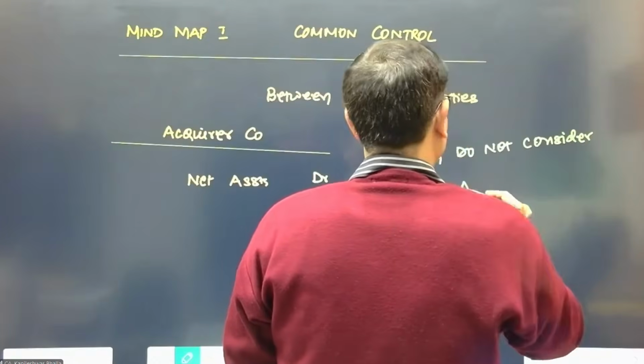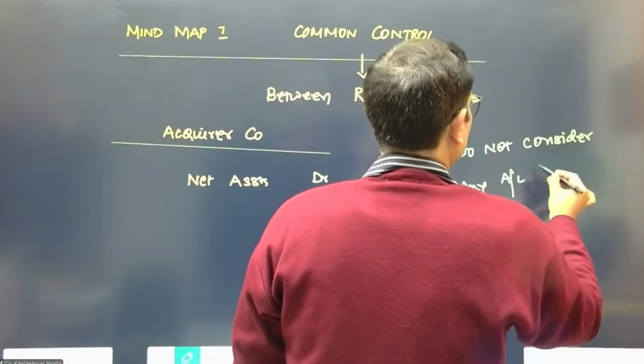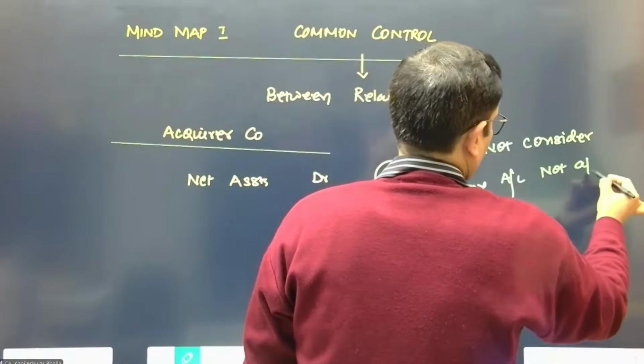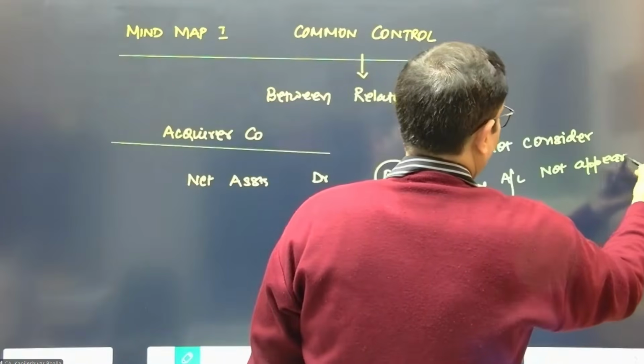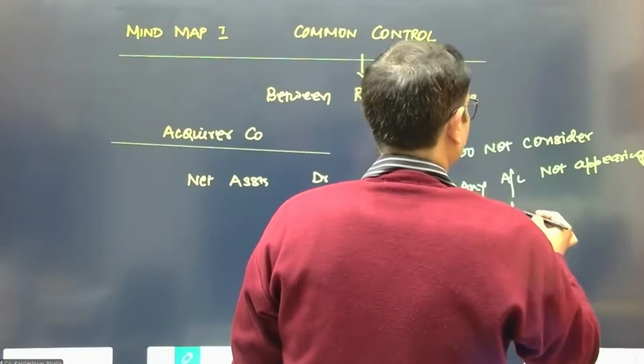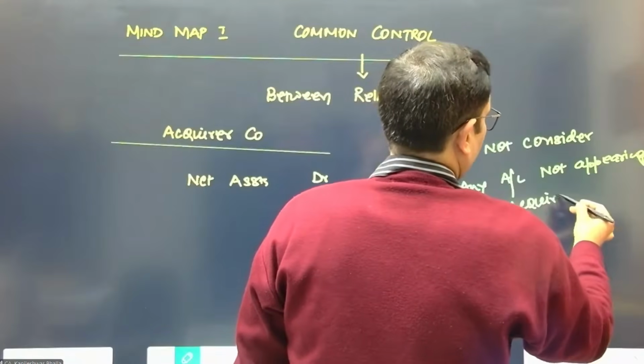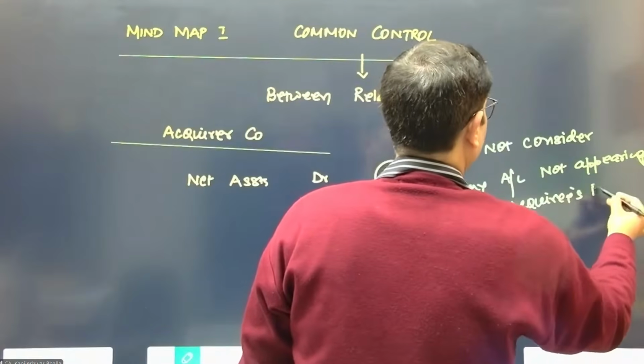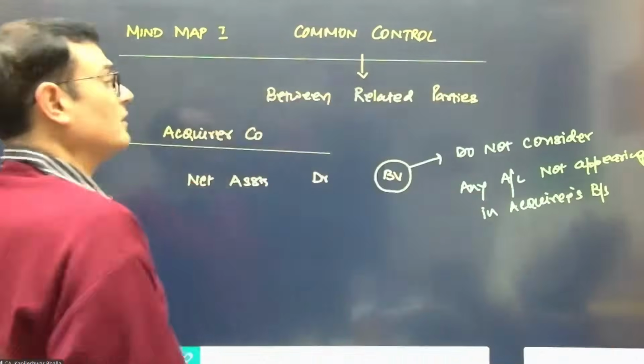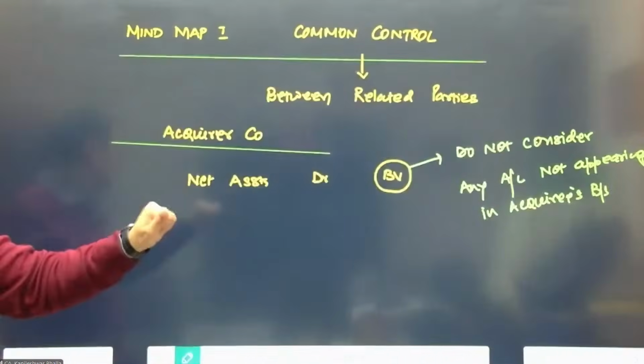any asset or liability not appearing in the equity's balance sheet. So we do not consider any asset or liability. So no new asset or liability will be inserted in this entry.